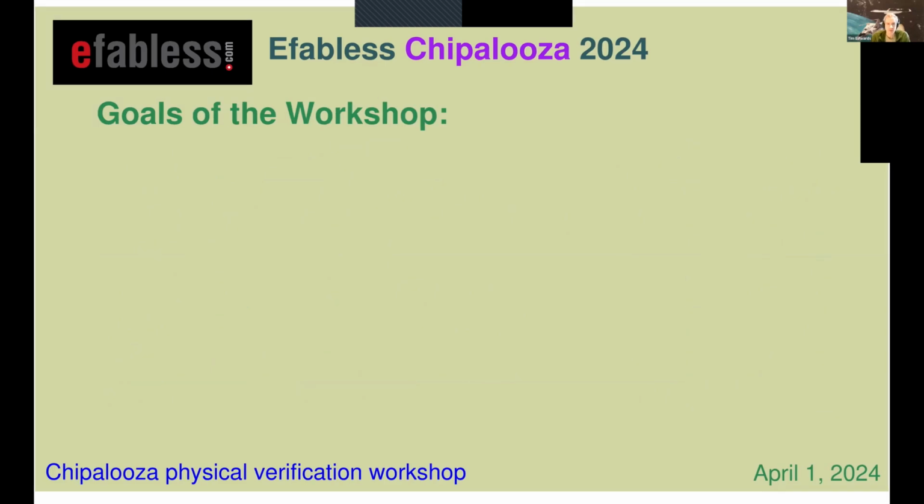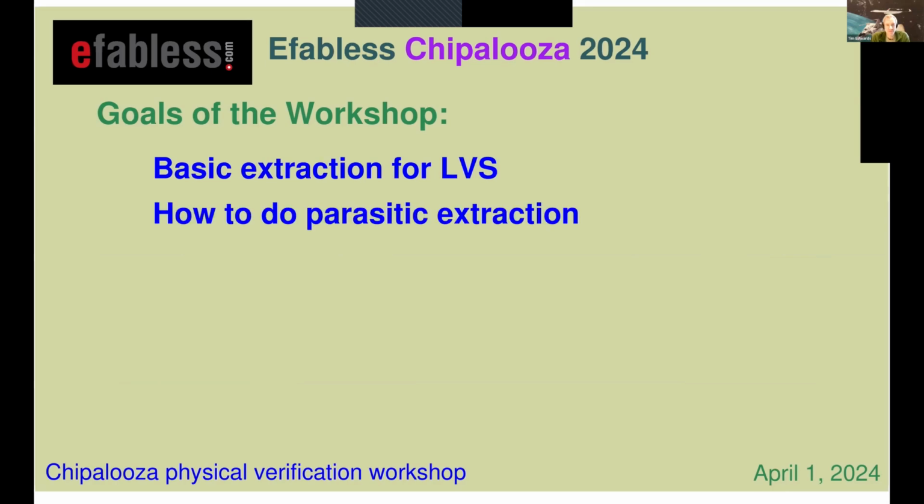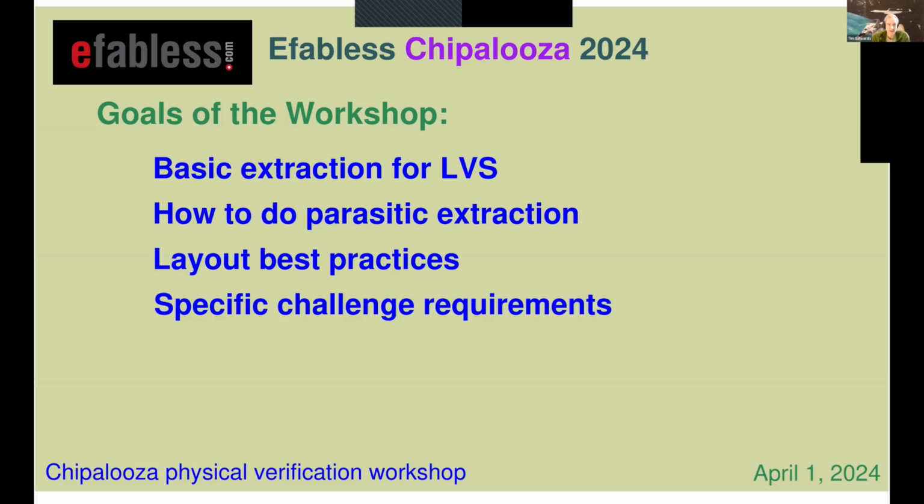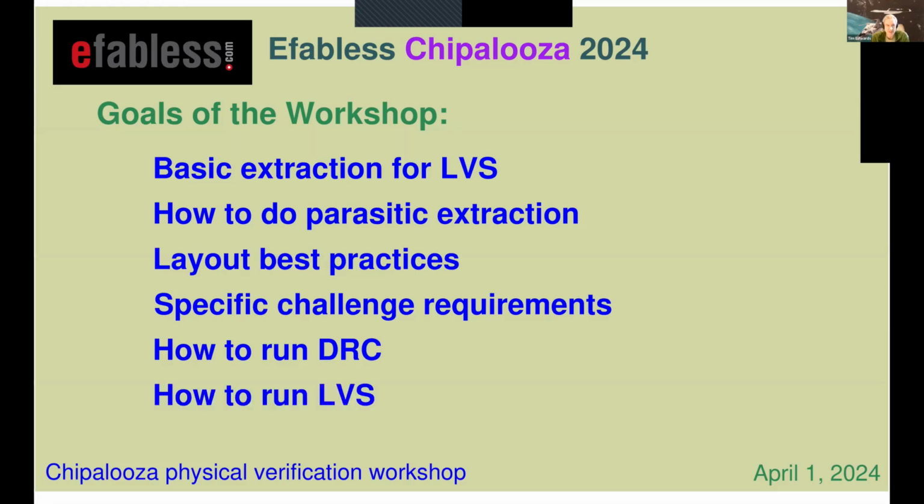So the goals of this workshop: the first part is a holdover from the previous workshop, which I didn't get to go through all my slides. So we'll start with basic extraction for LVS, how to do parasitic extraction, including capacitance and full RC extraction. I'll say a little bit about layout best practices, and then go through a few specific requirements for the Chipalooza challenge. And then go into the main parts of physical verification, which is DRC and LVS.